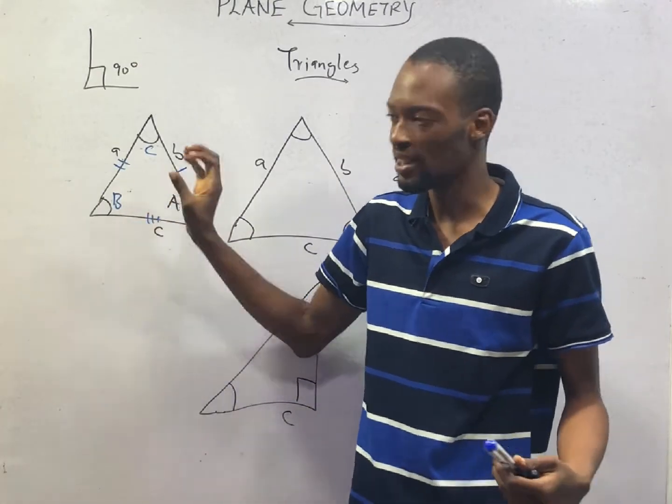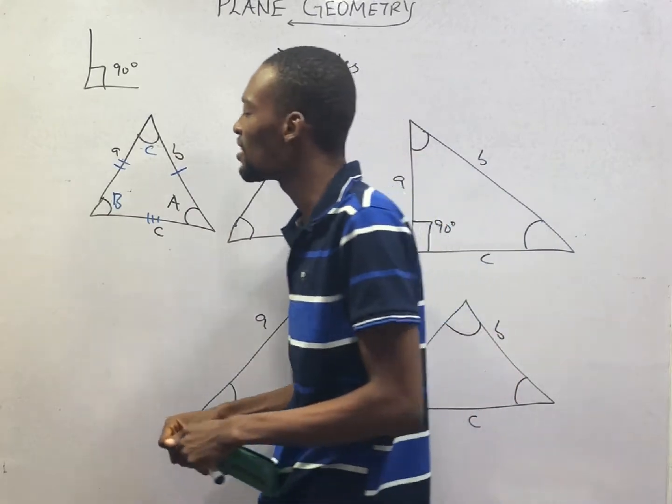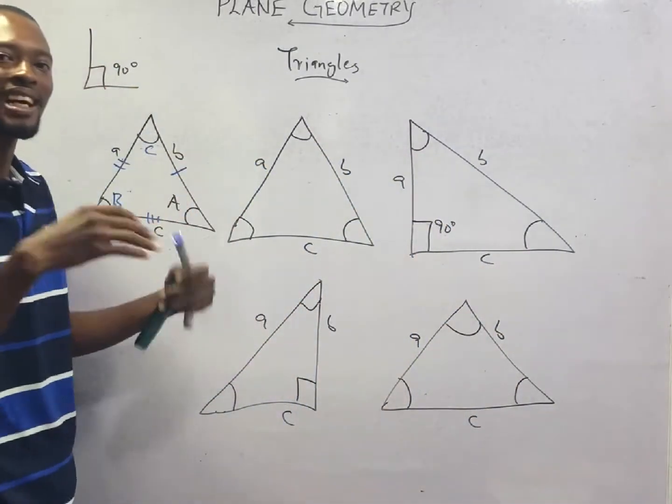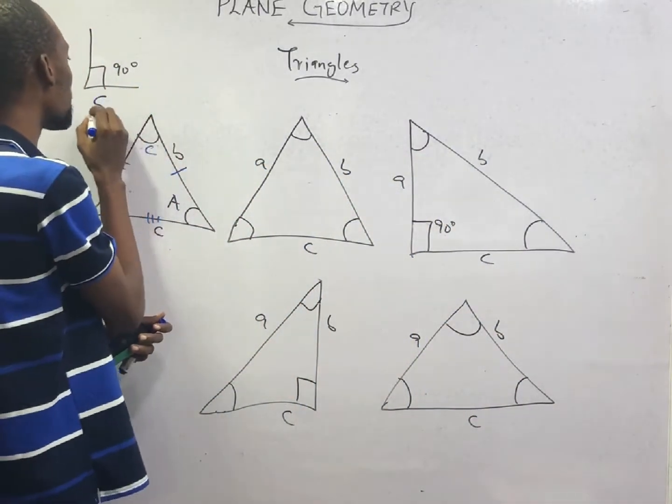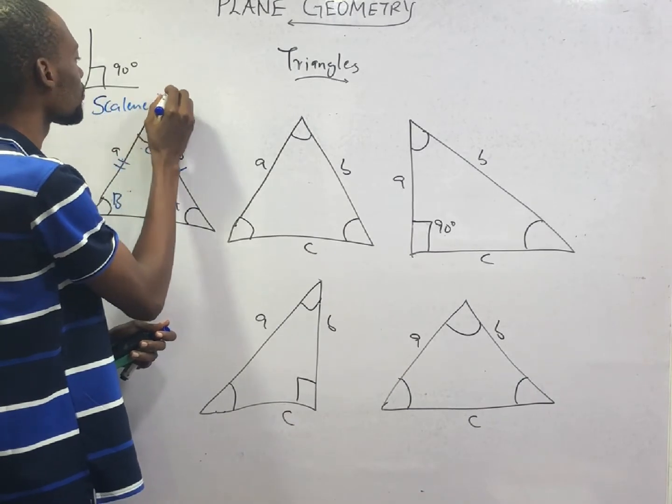We have triangles like this. So any triangle you see that the three sides are different and the three angles are different, they are referred to as scalene triangles.